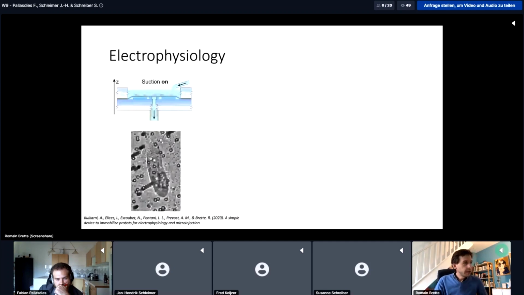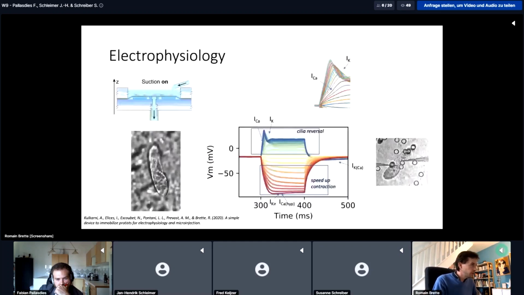So here I'm just showing some, maybe not the most interesting part of electrophysiology, but it's to explain briefly what kind of currents there are in Paramecium. So these are just responses to long pulses. And in response to long pulses, you have graded action potentials, which are basically calcium and potassium based.